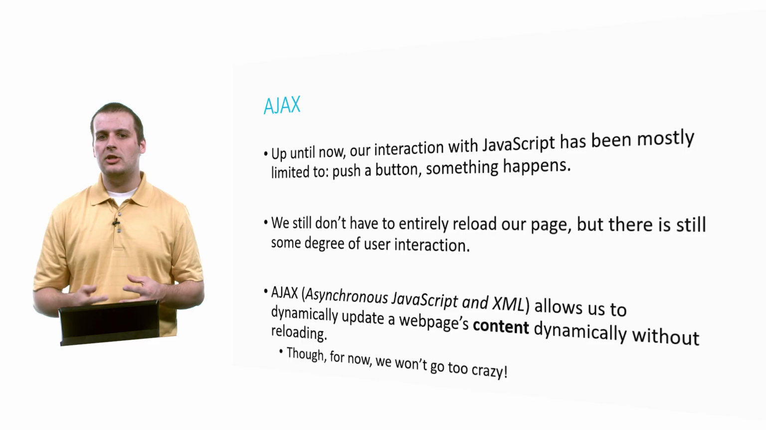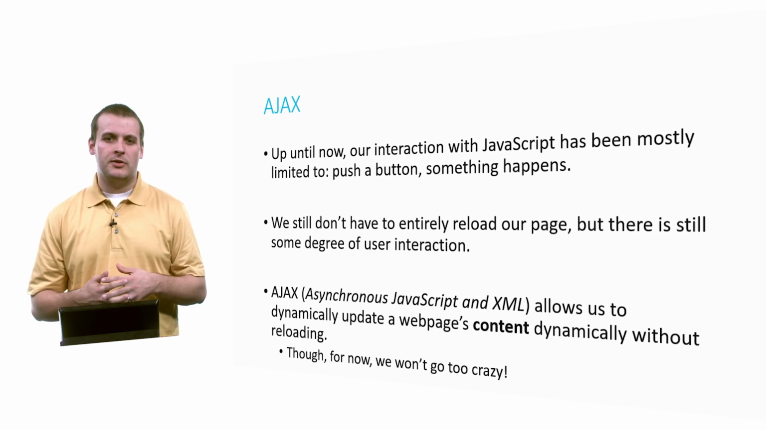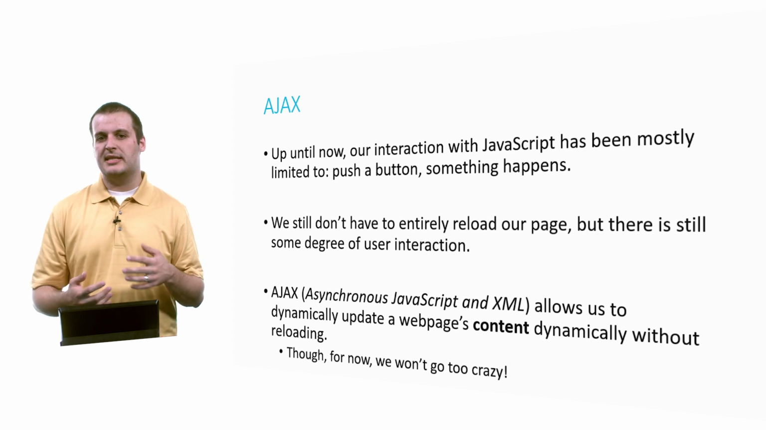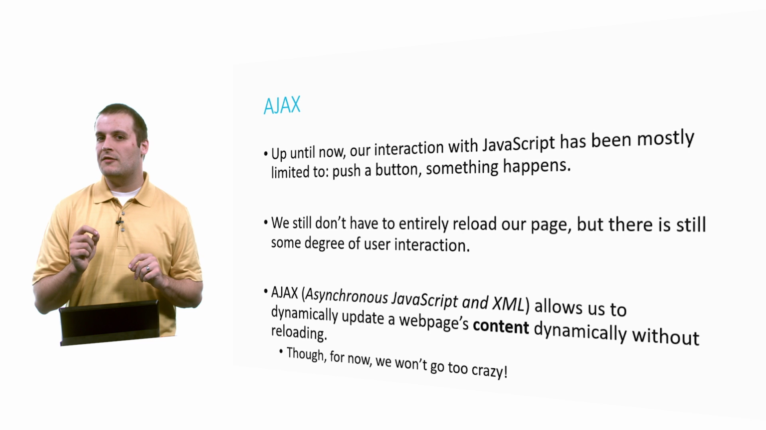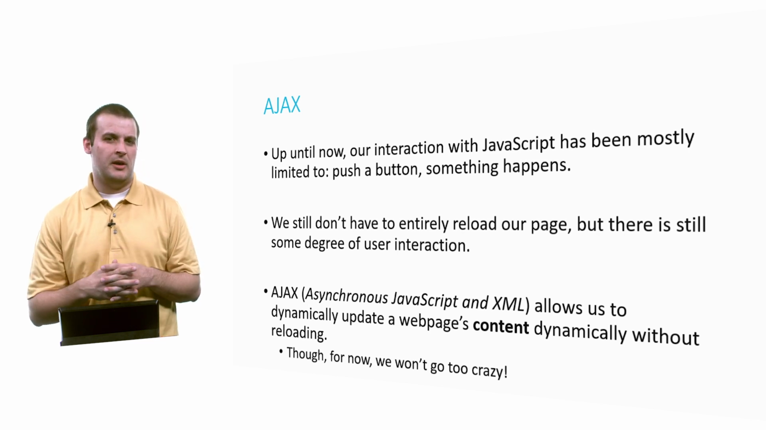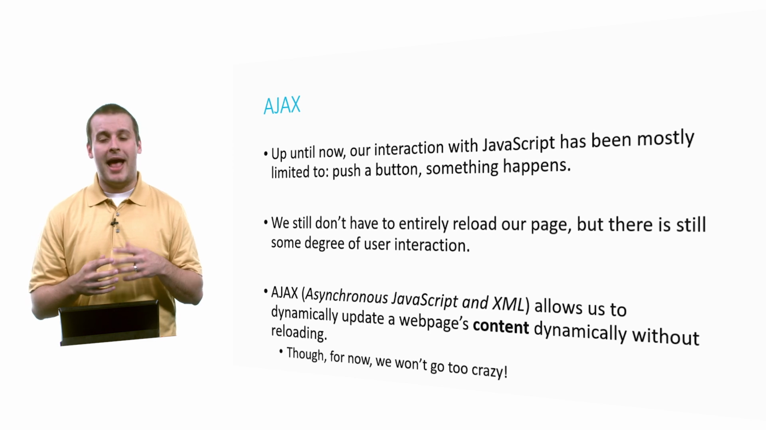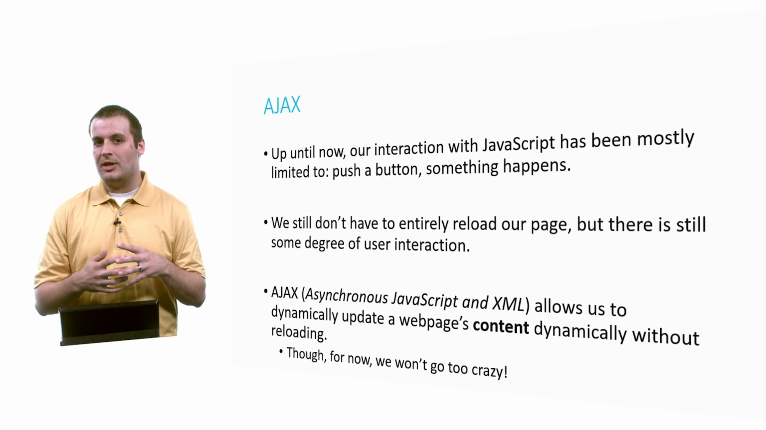So one more notion that falls under the umbrella of JavaScript is something called Ajax. Up until this point, our interaction with JavaScript has been limited to push a button and something happens. And specifically, the something that happens is our website's look and feel changes. In the document object model video, I changed the background color. But when I did that, I didn't have to do any special extra requests.